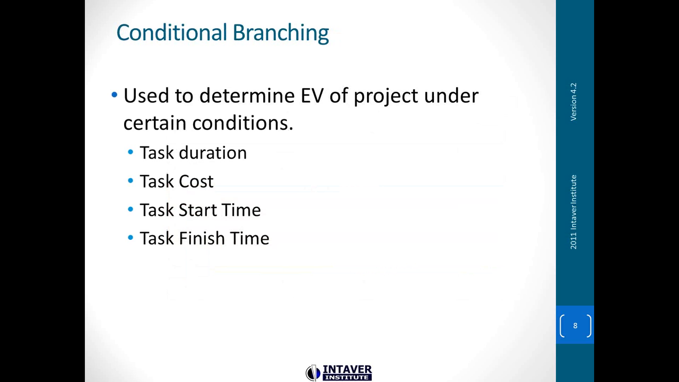Now, conditional branching is a bit more interesting, I find. It's used to determine the expected value of a project under certain conditions. And it's conditional. So what we do is we use the predecessor that has two branches, and under certain conditions, if that predecessor meets these conditions, we will go down one branch or the other. The conditions on here could be task duration, task costs, task start time, or task finish time.